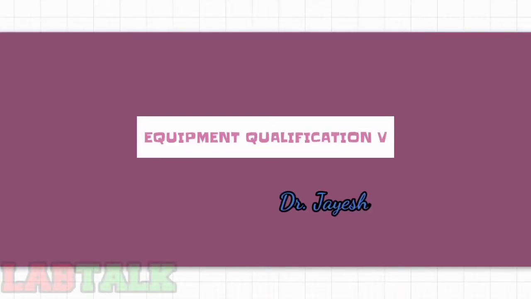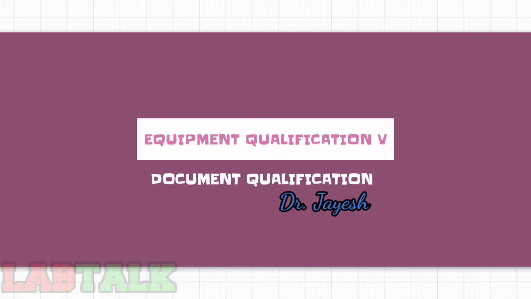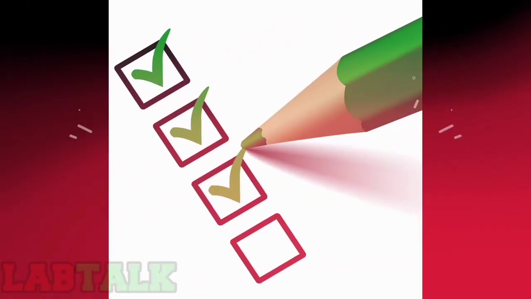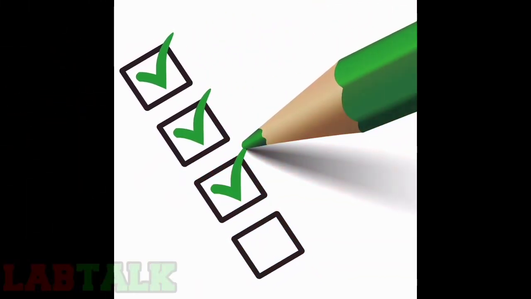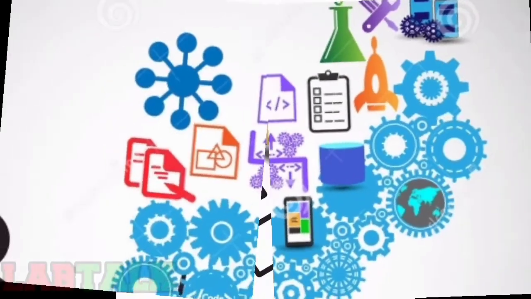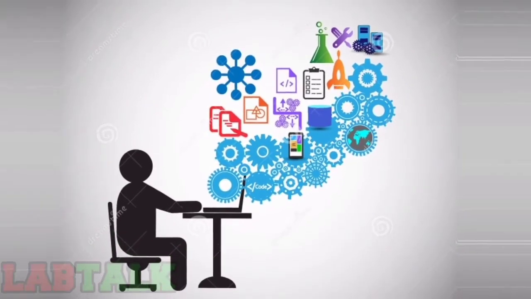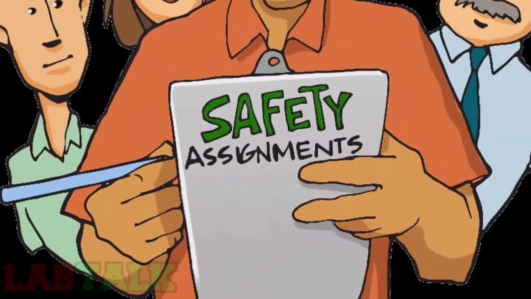Hello friends, welcome to the last video in the series on equipment qualification, which will describe document qualification. Equipment documents and records are an essential part of the quality system. Maintaining documents is not only a part of the accreditation process, but it is also a part of regulatory requirements and good laboratory practices. The policies and procedures for maintaining should be defined in appropriate documents, and keeping good documents will allow for evaluation of any problem that has arisen in the equipment utilization.